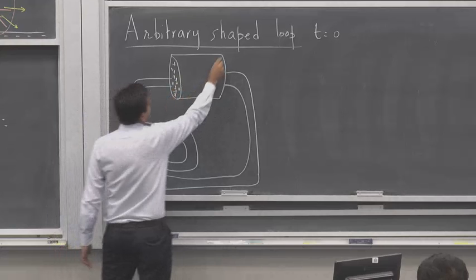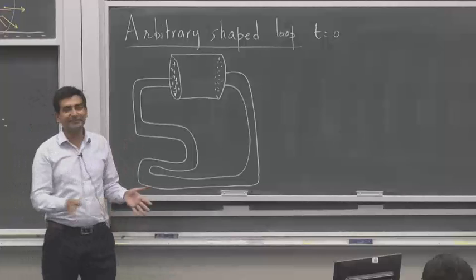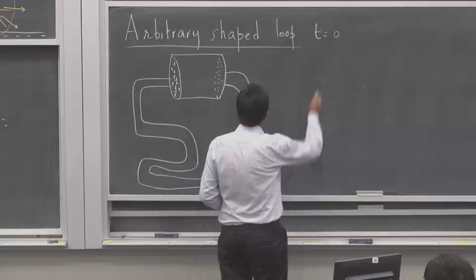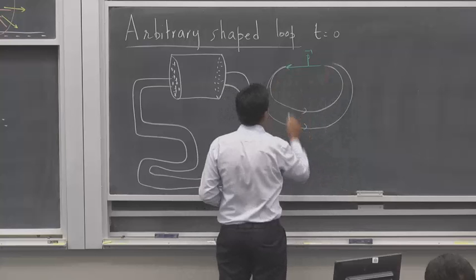So at the instant that this circuit is closed, or that the circuit has been created at time zero, the only electric field that exists inside this space is the electric field due to the battery, and it's a dipolar field. So if I have a dipole like this, which is a battery, I know that the electric field lines are going to point like this, and so on.